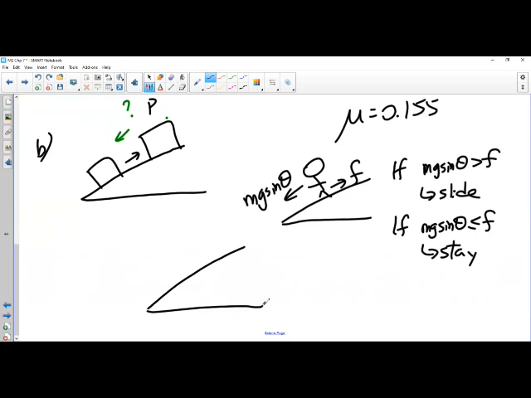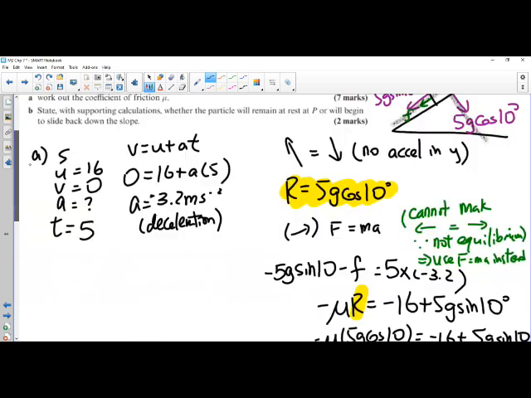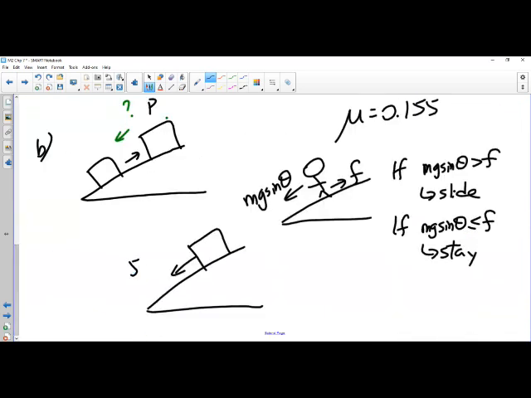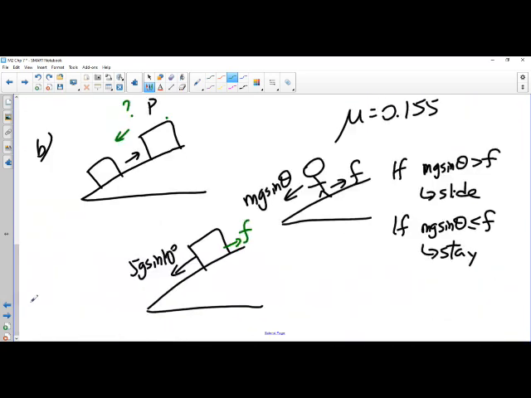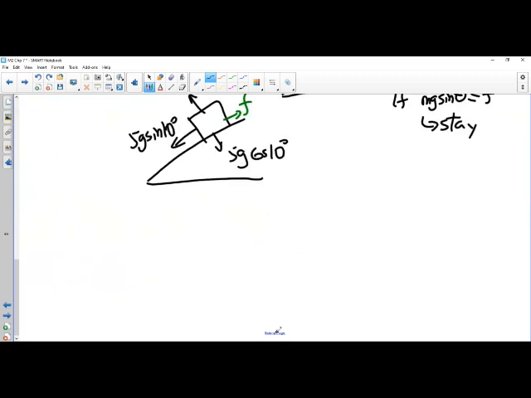So let's come back to this question. At the point P, we've got our mg sine theta, which is 5g sine 10 degrees. Now, this time at the highest point, friction will be acting in the opposite way. That's a tricky part of this question because the friction suddenly changed side. So friction is opposite because friction is trying to stop it sliding backwards. You still have our reaction and your mg cos 10 degrees. So let's do the calculation.